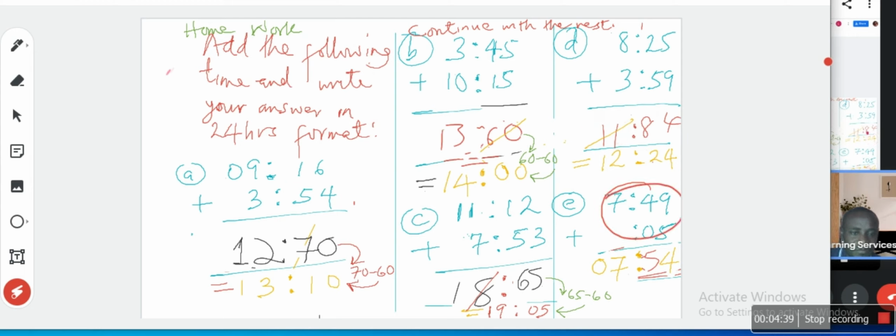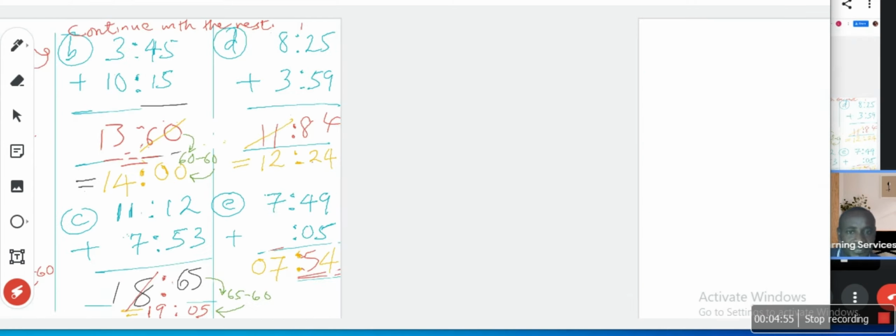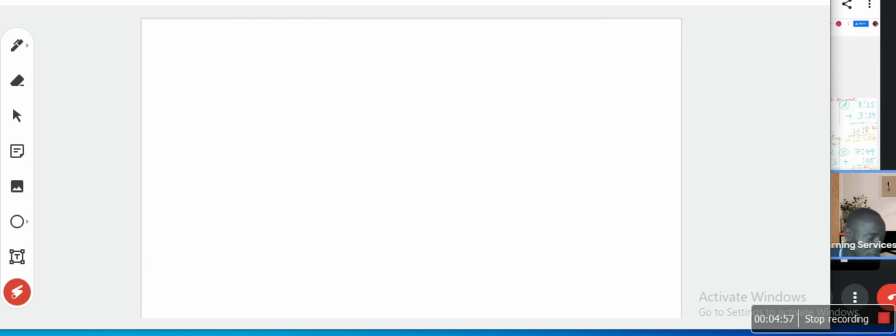And 749 plus 05, this one is 49 plus 5 is just 54, isn't it? It's not up to 60, so there's nothing to take away, so it's just 0754. Is that clear? Yes. Go to the next page. I want to explain something. You're on the next page, right? Yes. Look at this. This is about addition.